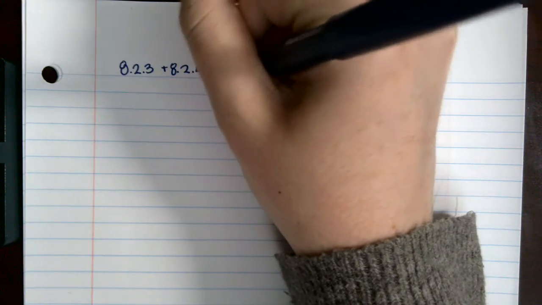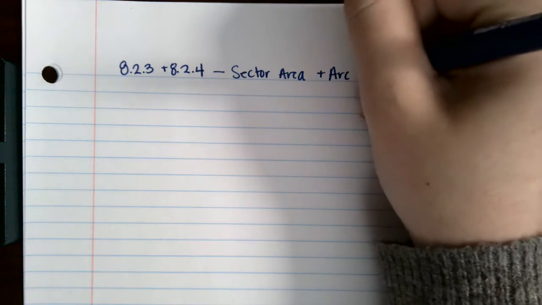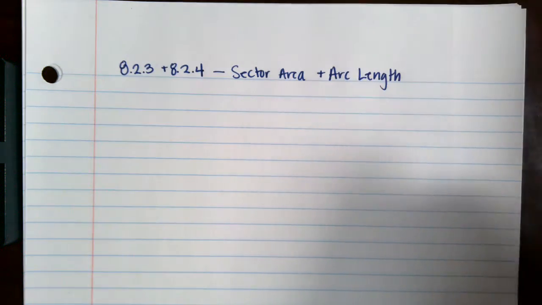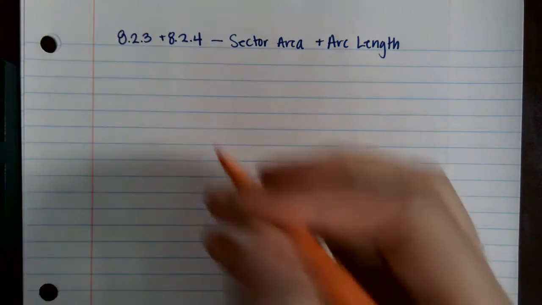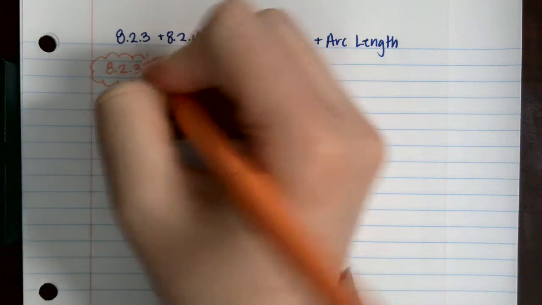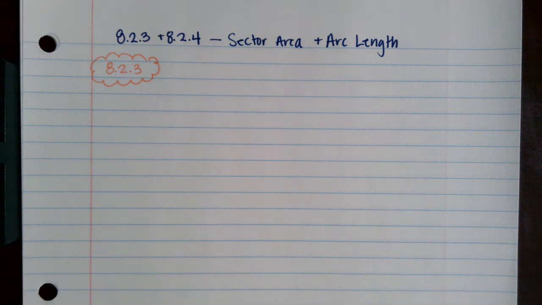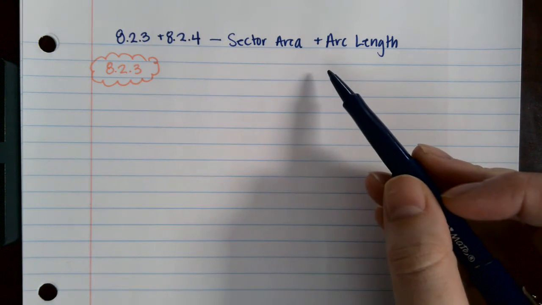Hello. In this video, we're going to go through Learning Target 8.2.3 and 8.2.4, which is on sector area and arc length. So I'm going to go ahead and start with Learning Target 8.2.3. And even though these are different learning targets, you'll see why they are easy to do together. They both are portions of an entire circle.